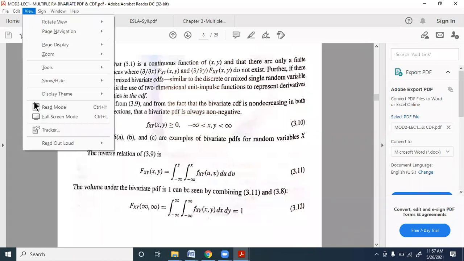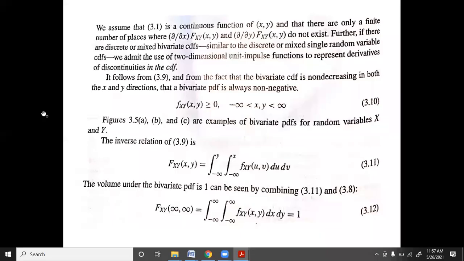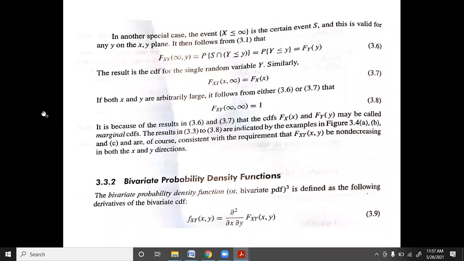So we'll go for the next topic, which corresponds to the bivariate PDF from the CDF. Till now we considered the bivariate CDF, and we considered that the bivariate CDF is monotonically increasing, that just means non-decreasing. If one of the quantities is minus infinity, then the bivariate CDF will be equal to 0.